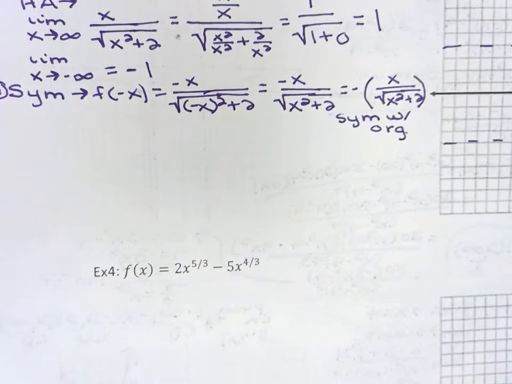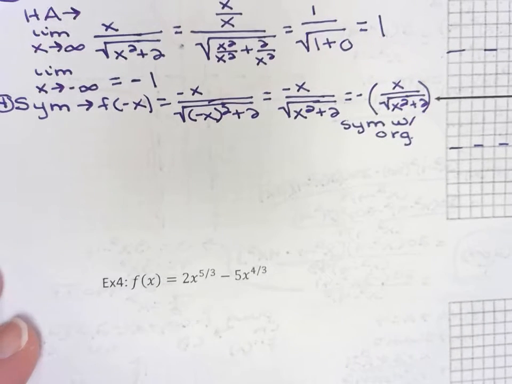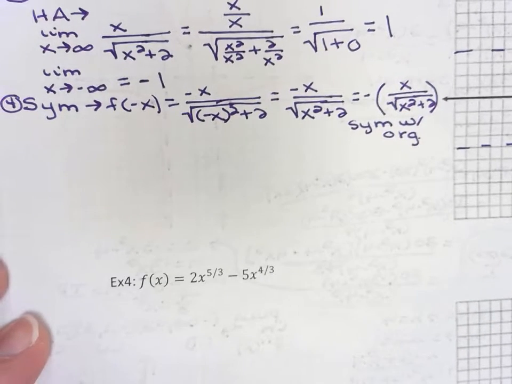So that is hard. Symmetry with the origin is a little harder. All that means is you can rotate it around the origin and it's going to look the same. So if I rotate it 180 or halfway, it's going to look the same on the left and right. So it's a harder one to see, but when we draw the graph, you'll be able to see why it's symmetric at the origin.